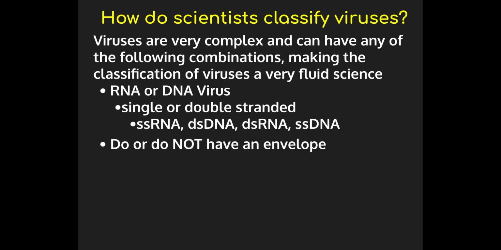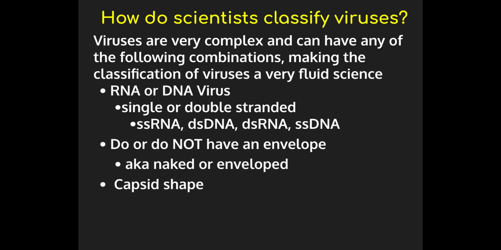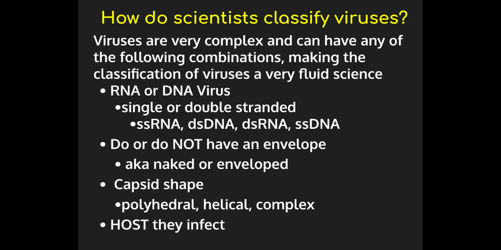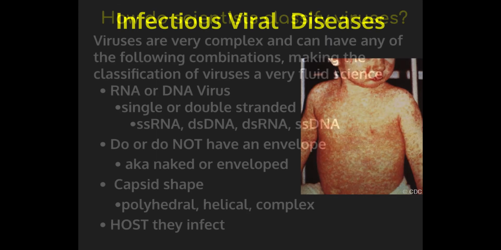Whether they have an envelope or not, so whether they're naked or they have that plasma membrane. They are also classified by their capsid shape. Are they polyhedral? Are they helical? Or are they more complex, like a bacteriophage? And then another way they can be classified is what kind of host do they infect? Is it only mammals, or is it only birds, or is it bacteria? So there's not one single way because there's so many different types of overlapping.